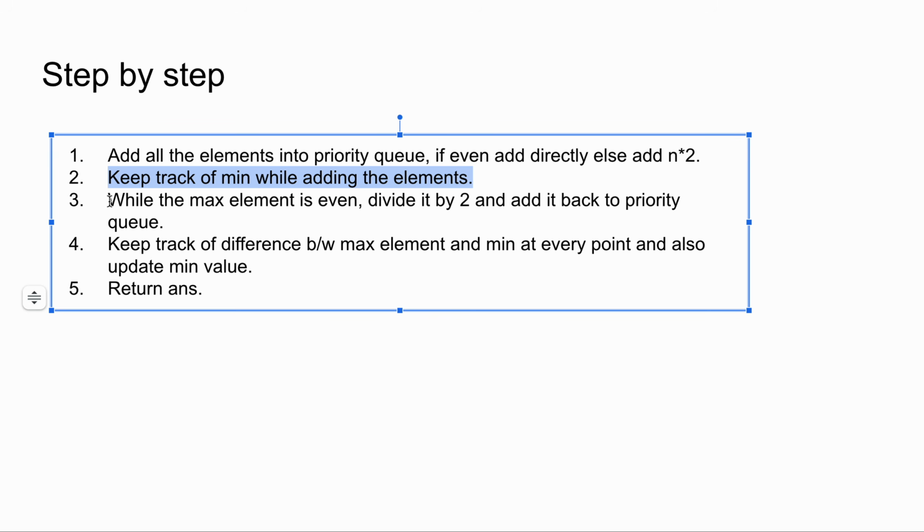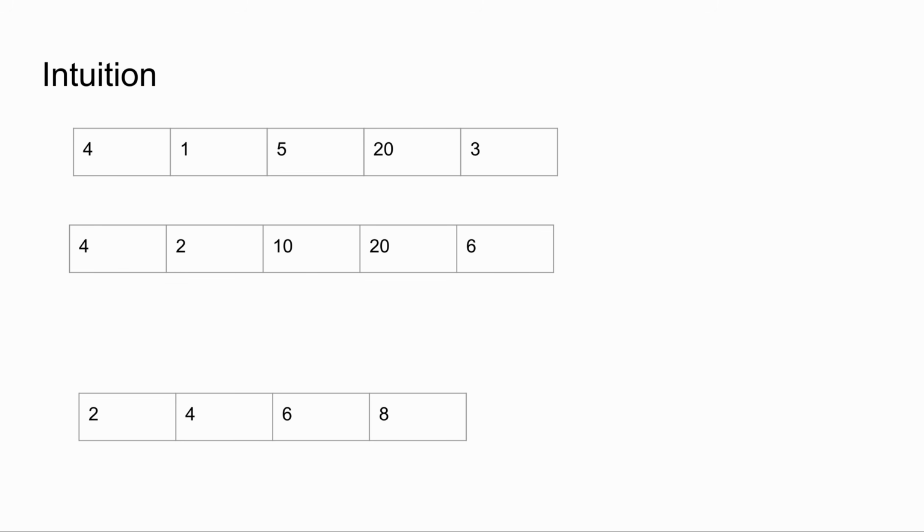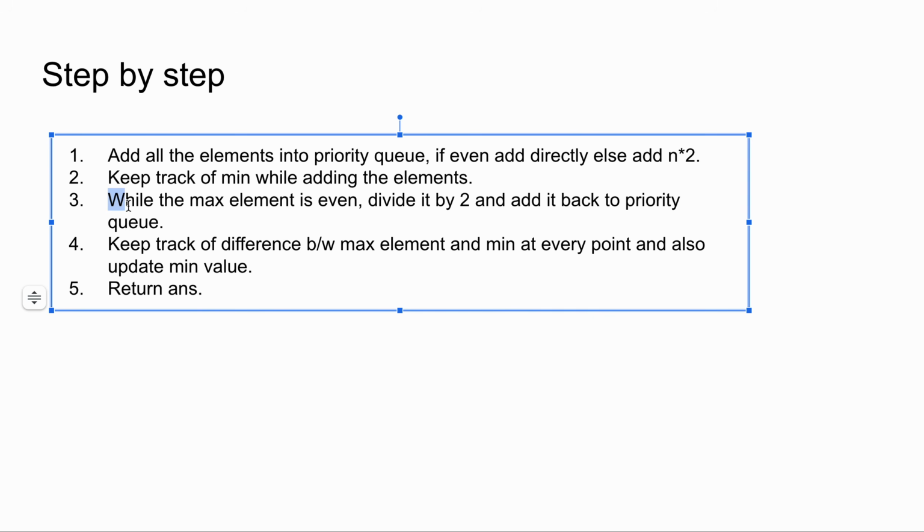What is the third step that we'll be doing? While the maximum element is even, we will divide it by 2. That is what we were doing here, right? While the maximum element is divisible by 2, we were dividing it by 2, but don't forget, you have to add it back to the priority queue. But in addition to that, we also keep track of the difference between the current maximum element and the minimum element at every point. And also we have to update the minimum value at every point. Finally, we will return the answer.